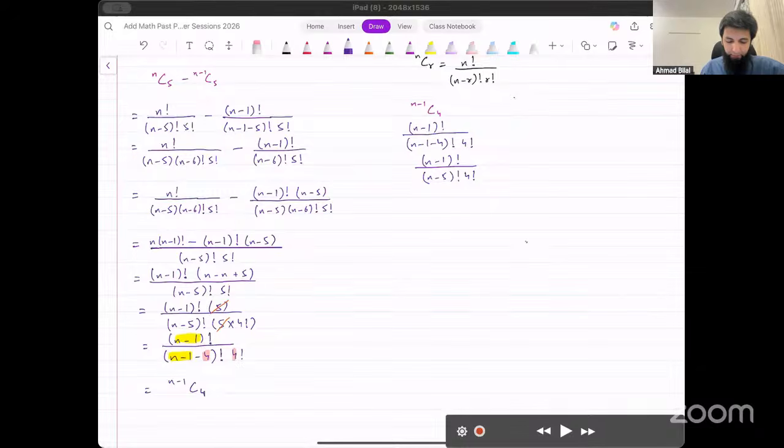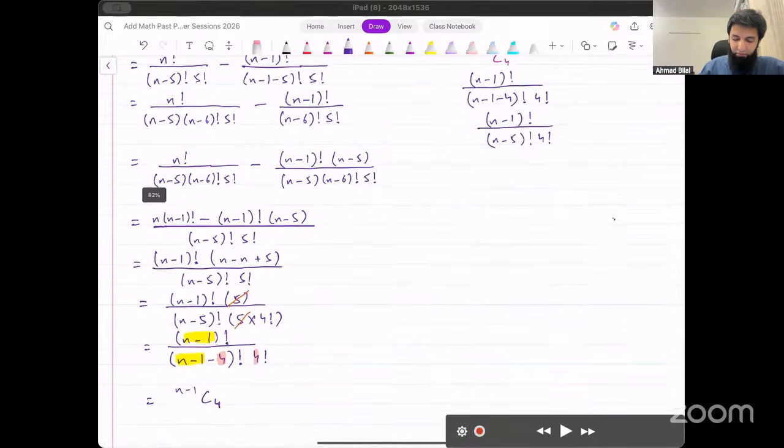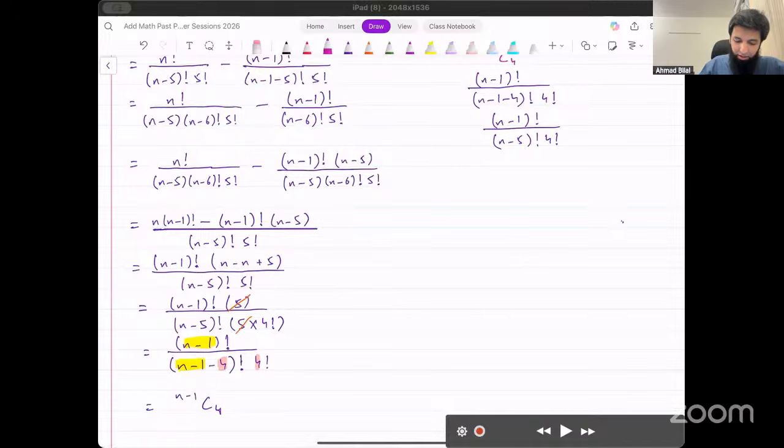Where exactly? So what I've done is, I actually wrote this together, right? N minus 5 whole factorial, it incorporates this n minus 6 whole factorial. So maybe if I could show it slightly differently, that might make a bit more sense to you.